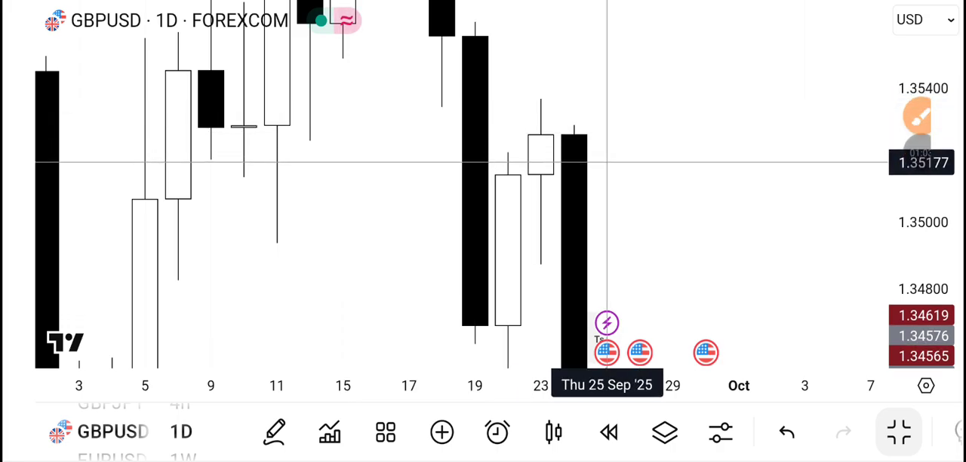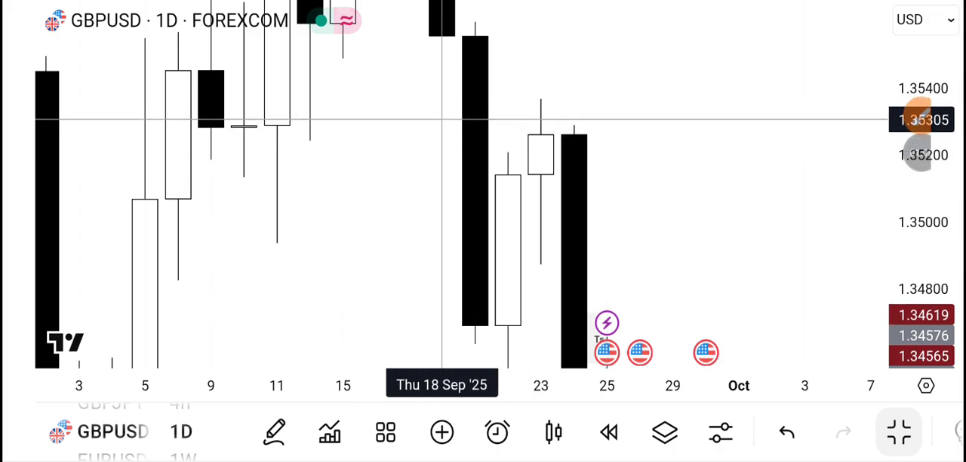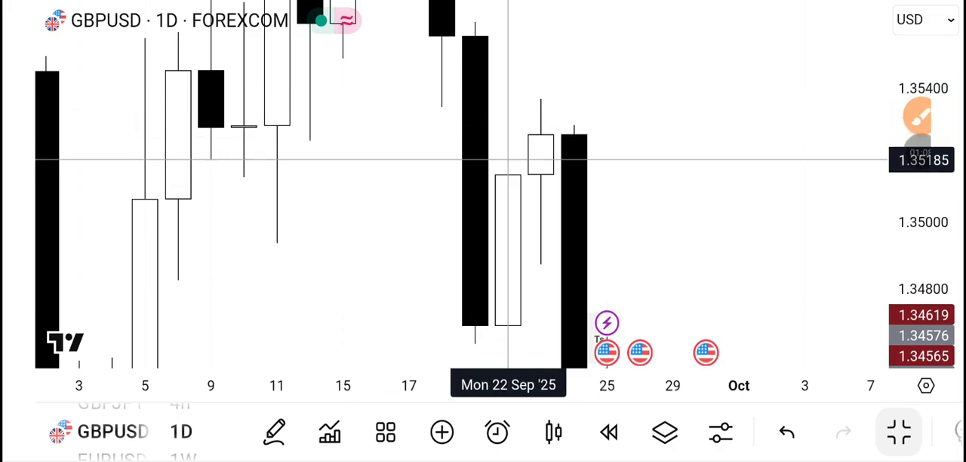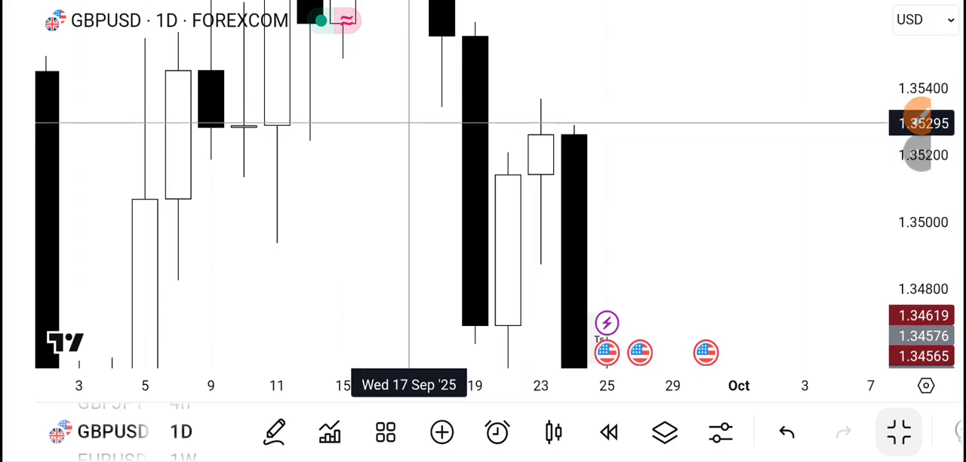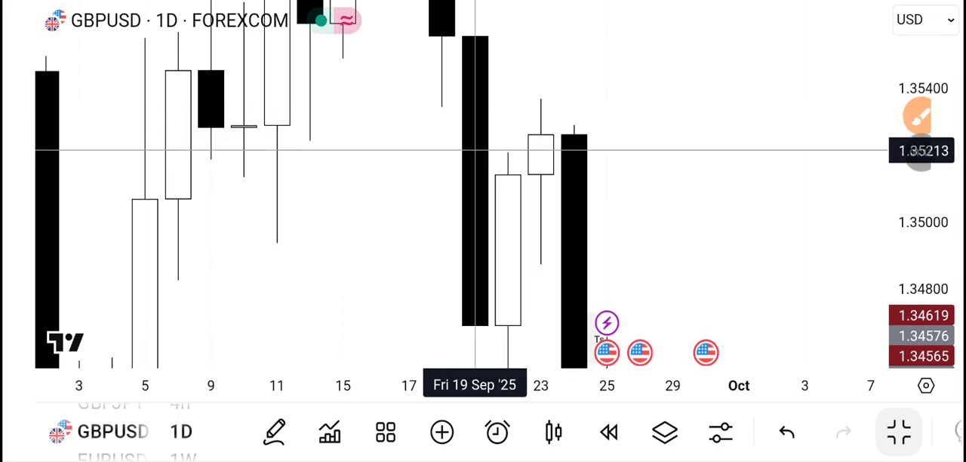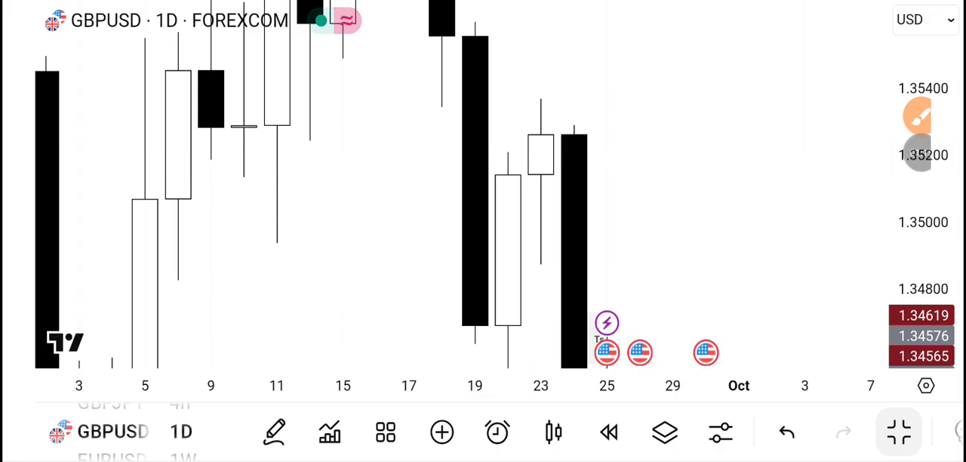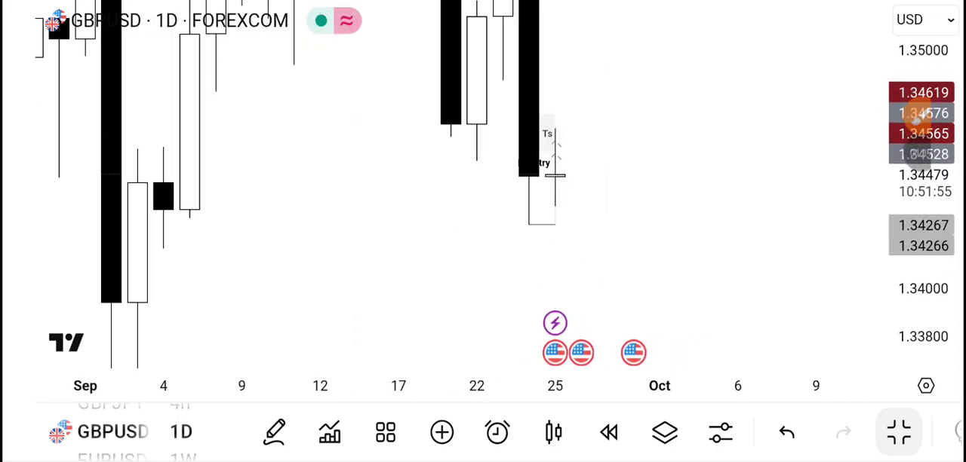lose a lot of money. Me too, I was one of the victims. I wasn't stopped out, but spread took me out. My stop loss was super tight, and spread took me out of this chart. So now we have a nice trading setup here.